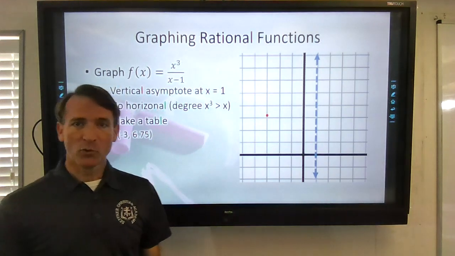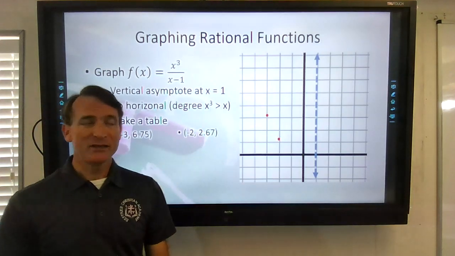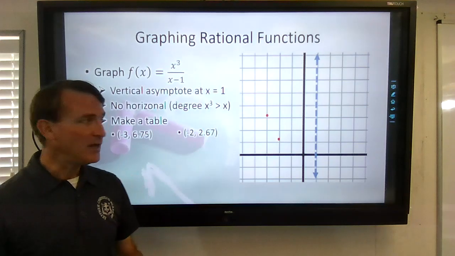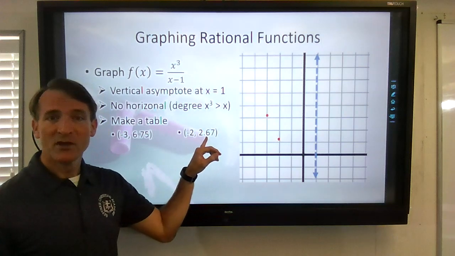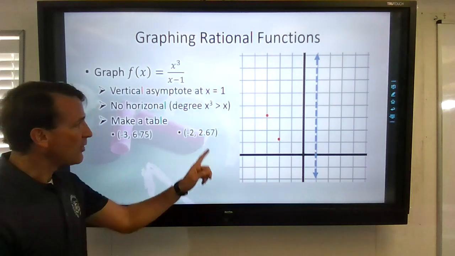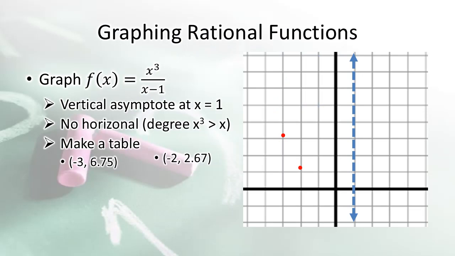Now I'll pick another point. The next point that I chose was -2. When I plugged in a -2, -2 cubed gives me a -8. I have -2 minus 1, which gives me -3. -8 divided by -3 is a positive 2 2/3 or 2.67. So at -2, 2.67, I plot my point there.